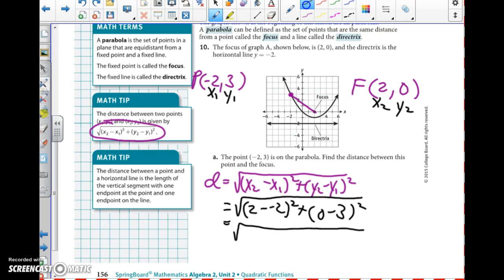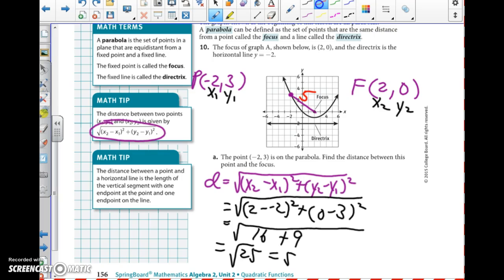How much is 2 minus -2 squared? 16 is correct. And how much is 0 minus 3 squared? 9 is correct. And how much is 16 plus 9? 25 is correct. And how much is the square root of 25? It is 5. That's what you would do. As always, you have to show your work. So there's 5.